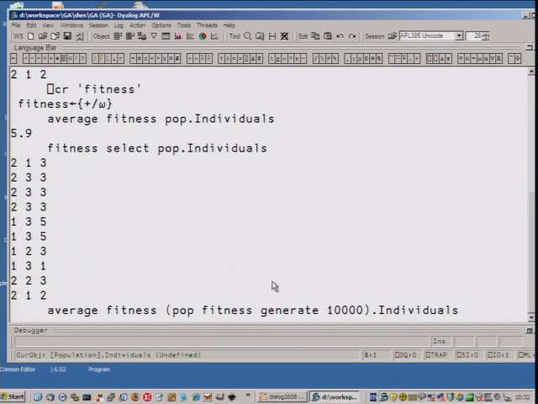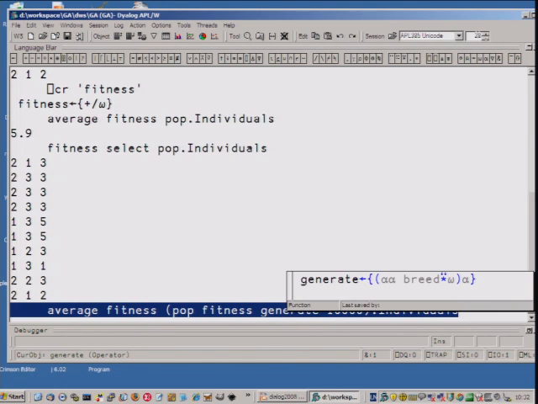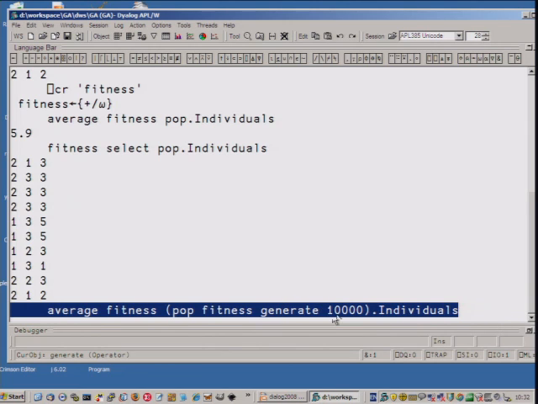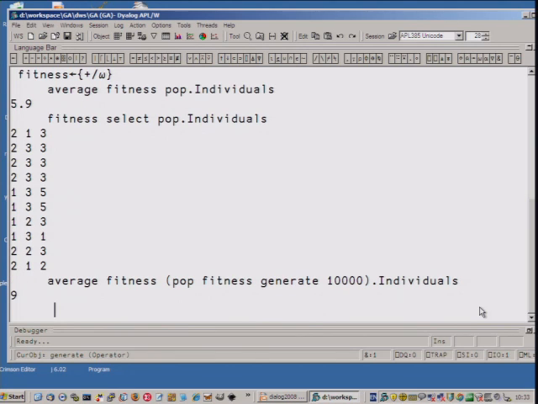What I would like to do, let's actually... I'm going to run something called generate, and generate is going to take a fitness and a number of generations I want and breed my population for that number of generations. And what this whole thing, therefore, is doing is running 10,000 generations on that quite small population, and then at the end it's going to take a look at the individuals and see what their average fitness is. And what I'm hoping for is quite a high number. Not 10.